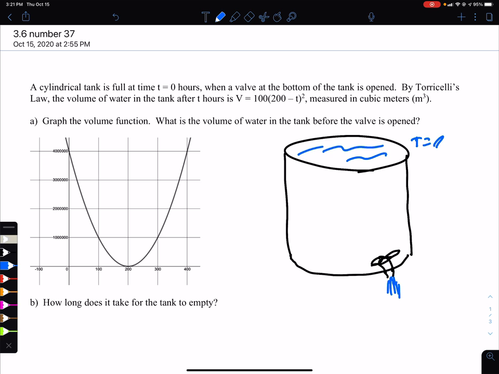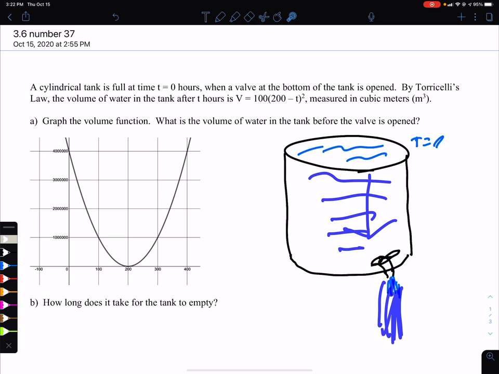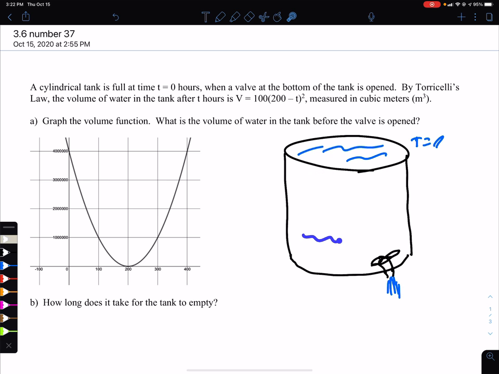Now, if you have experience with these kinds of tanks, we know that when there's a lot of water on top, gravity is pulling down and the water flows really fast. But when the water level drops, there's not much gravity pulling down on the water, therefore it doesn't flow out as quickly. So the water doesn't leave in a linear pattern. At first it comes out faster and over time it slows down.